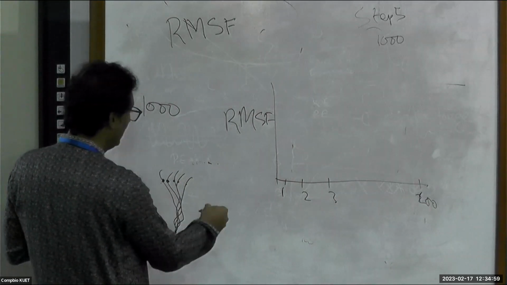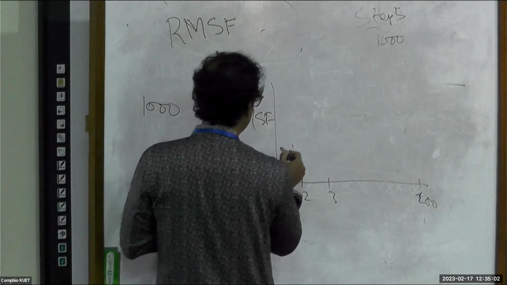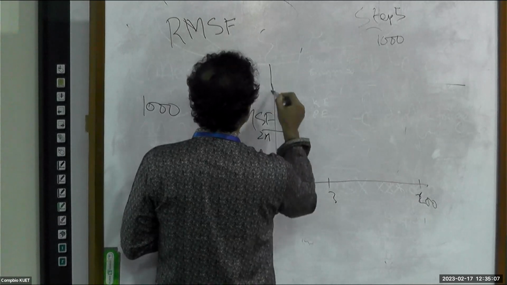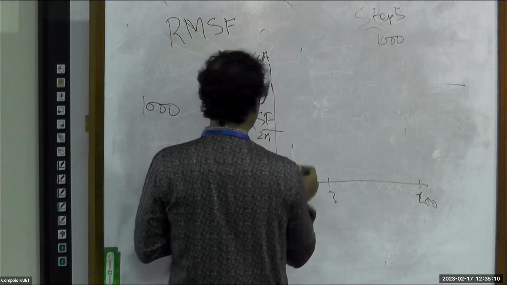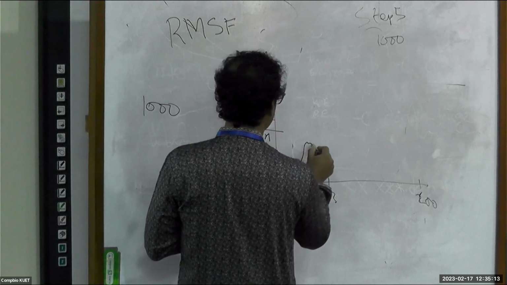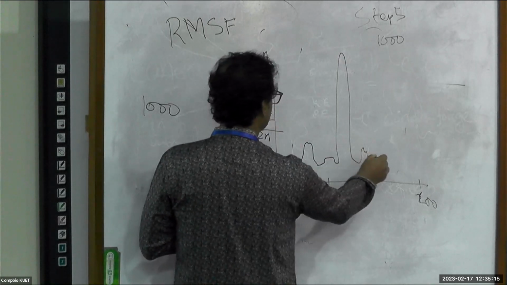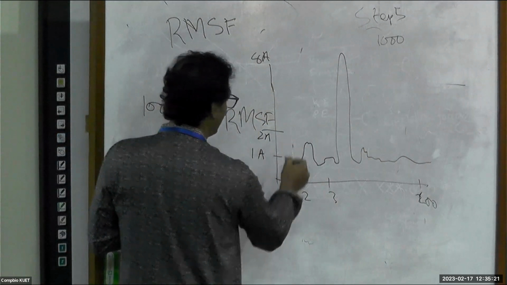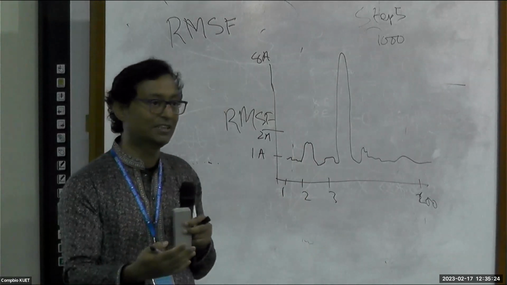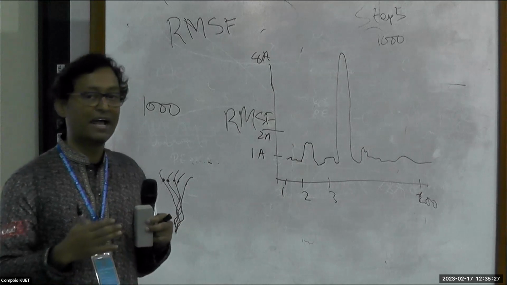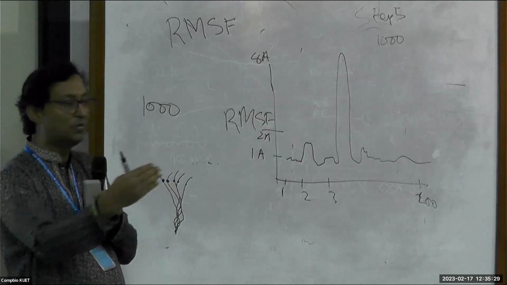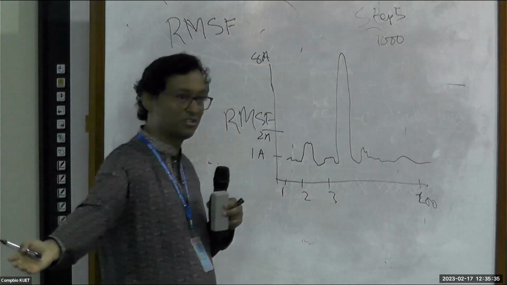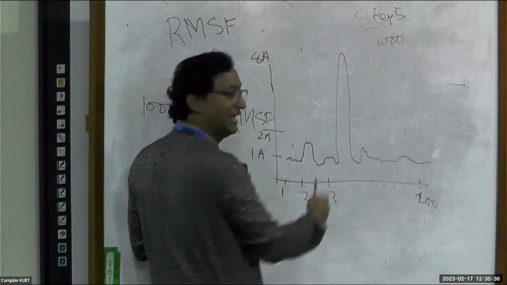So in this one, what you're going to see is like 1 angstrom, 2 angstrom, and let's put something like 8 angstrom. So what you are going to see is something like that, okay? Anywhere you see 1 angstrom, 2 angstrom, those are your alpha helical and beta structures, because they don't move much. So you are going to see they are staying within 1, 2 angstrom. Wherever you have a flexible part, they move a lot, so you are going to see 5, 6, 8 angstrom and so on.